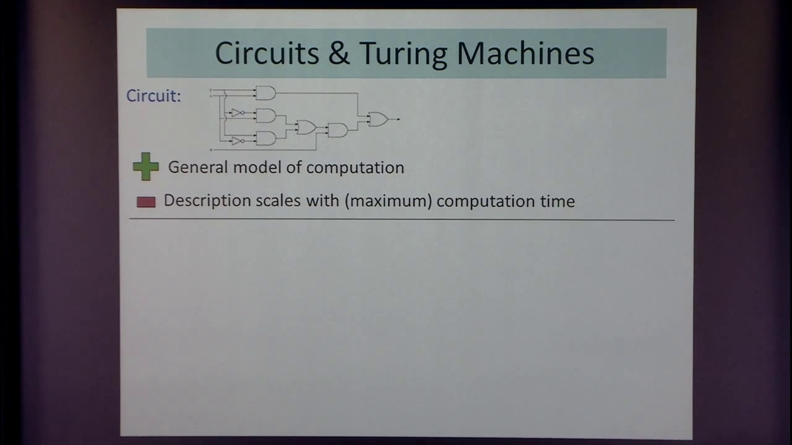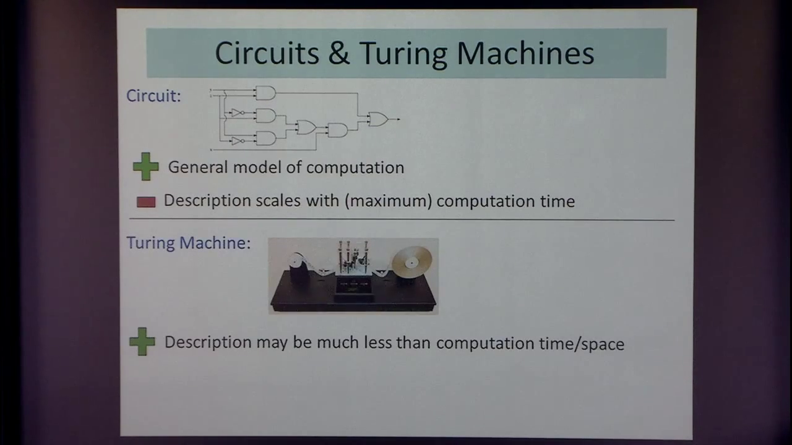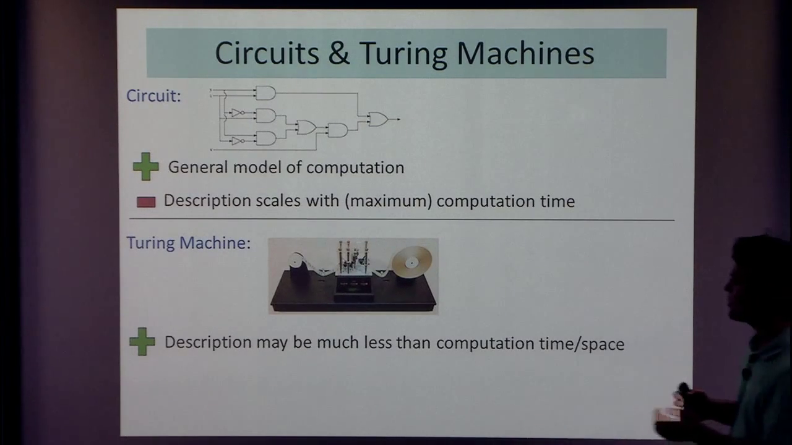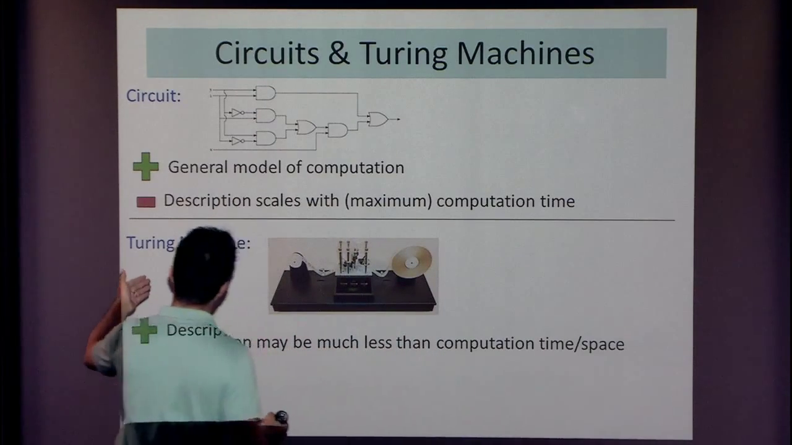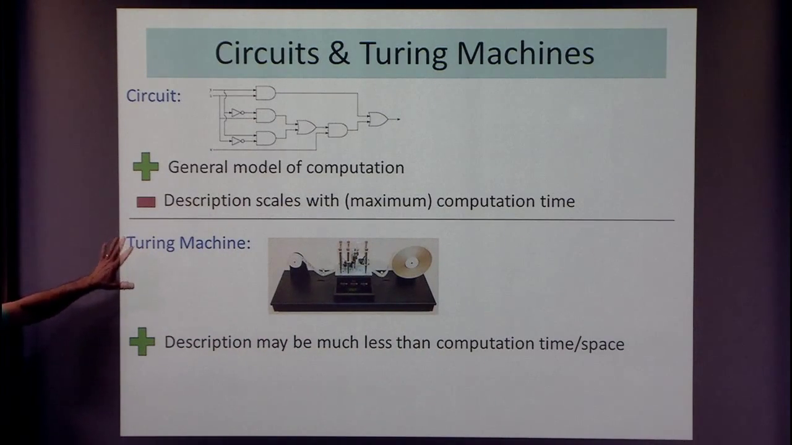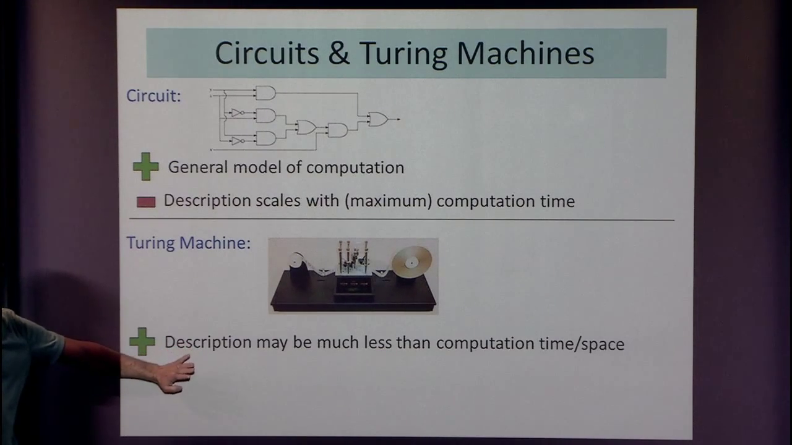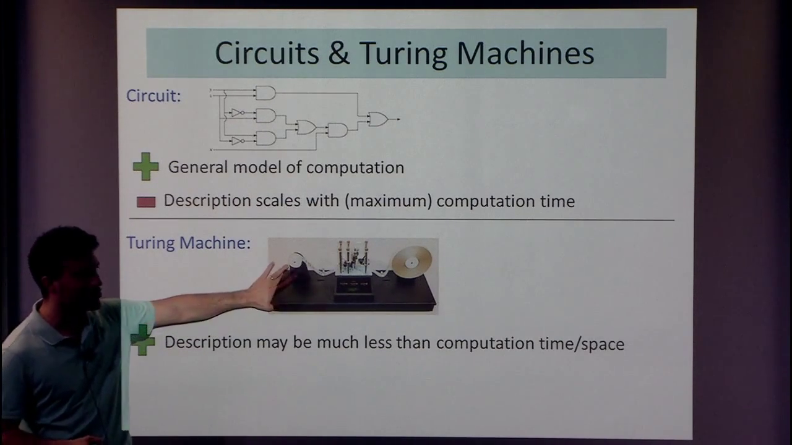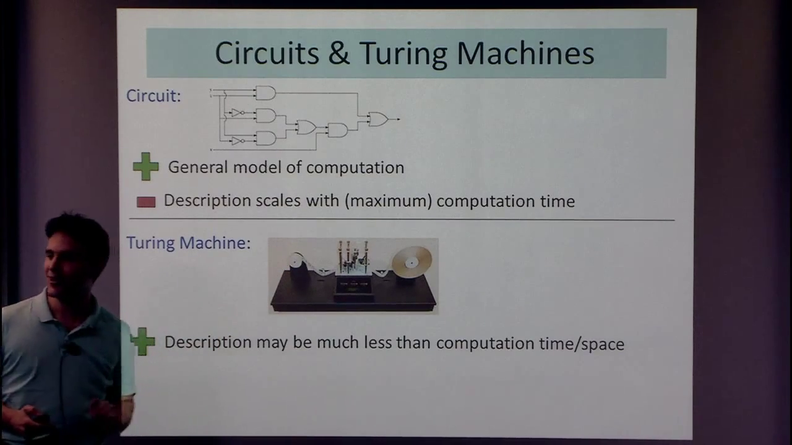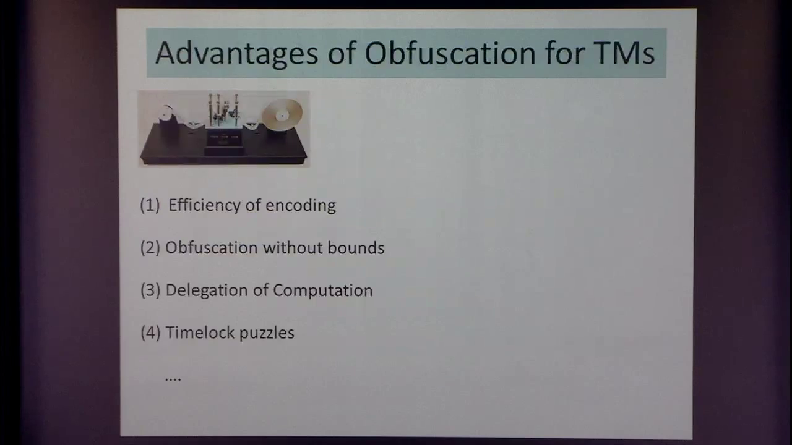And in general, there might be some functions where the description is actually really small in the Turing machine model, but perhaps can run for much longer. Okay, so for that reason, it would be even cooler in some sense to be able to do obfuscation for the Turing machine model, where the description could be much less than the computation time or space. And I'll just mark, this is an actual Turing machine I found online. It was kind of cool to look at in action.